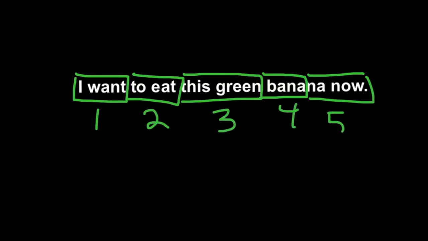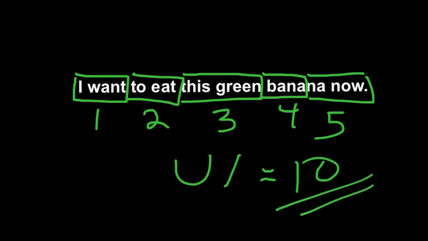Let's take another look at that silly line from earlier. I want to eat this green banana now. There are 5 sets of iambs in this line. The first is I want. The second is to eat. The third is this green. The fourth is ba-na, which takes up only part of the word. And the last 2 syllables make up the 5th iamb, na now. For 1, 2, 3, 4, 5 iambs. Since each iamb has 2 syllables, it equals a total of 10 syllables.